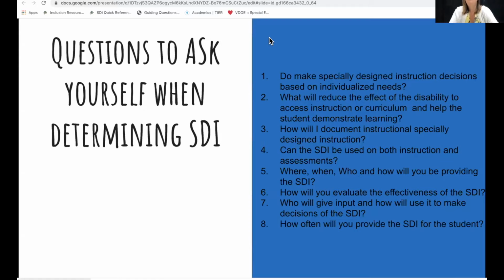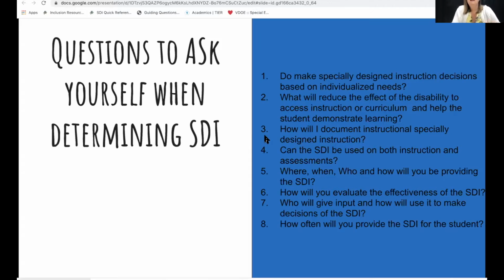Questions to ask yourself when we're determining SDI: are these specially designed instruction decisions based on the student's needs? The next thing, what will reduce the effects of the disability so that the student can access the instruction you're giving them or the curriculum and help the student demonstrate learning? And then, of course, third is, how can I document specially designed instruction? How am I going to document this? Is it going to be in my lesson plans? Where am I going to document that I'm actually doing this?